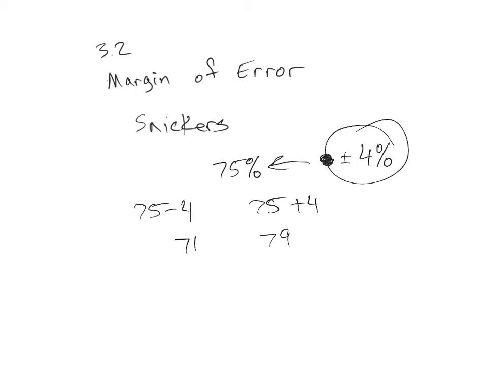Okay, so I totally made that up. I don't know what the true numbers are. So that's what margin of error is. You add or subtract it from the main number that is given. Okay, so let's make sure we have this. This right here is what we call a confidence interval.